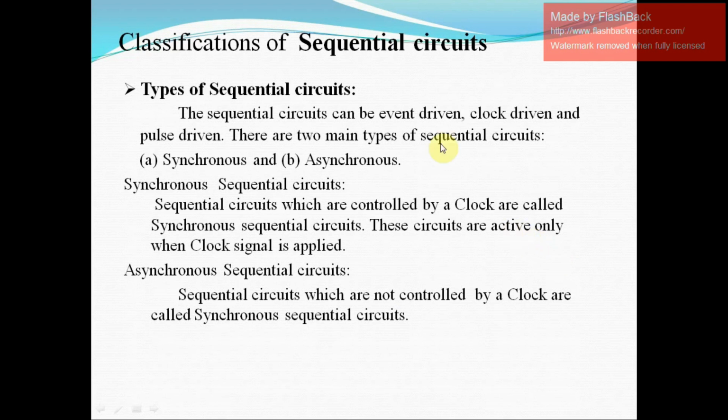Now let's see in which way the sequential circuits are divided. Sequential circuits are divided depending upon whether they are clock driven or not. There are two types of sequential circuit: one is the synchronous sequential circuit and another is the asynchronous sequential circuit. Sequential circuits which are controlled by the clock are called synchronous sequential circuits. These circuits are active only when a clock is applied. This is about synchronous sequential circuits.